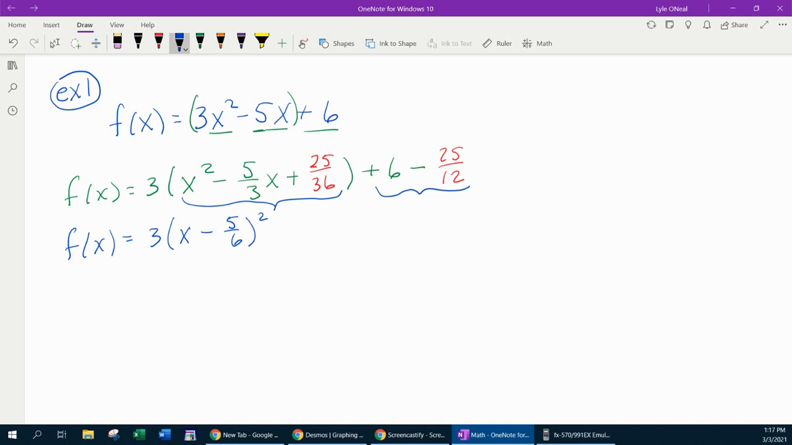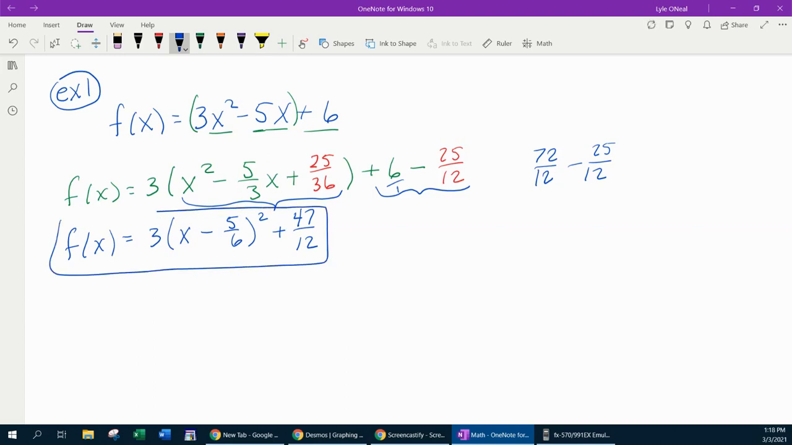Now, in order to do that, I'm going to need a common denominator. The 6 is understood to be over 1. The common denominator would be 12. So 6 over 1 converted into 12ths would be 72 twelfths, right? 72 divided by 12 is 6, minus 25 twelfths, and that works out to be positive 47 twelfths. And now we're going to put a box around that because that is now in vertex form.